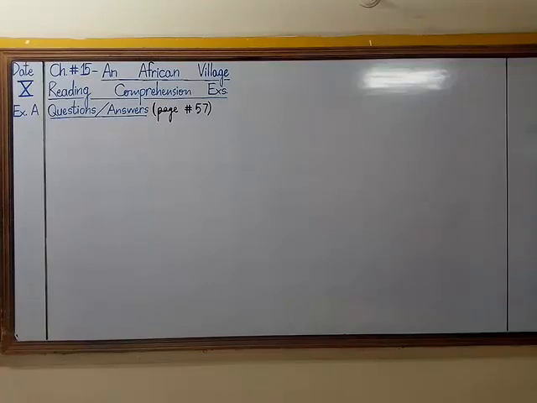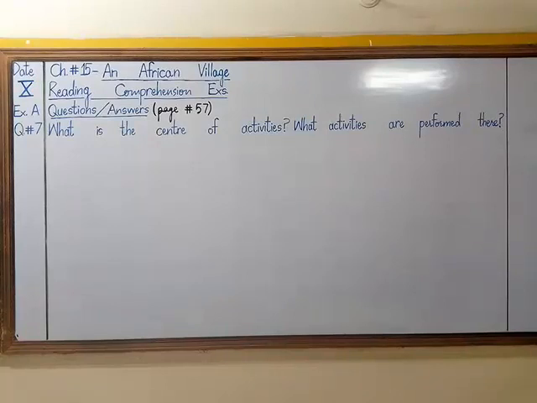Question number 7. What is the center of activities? This is question number 7. I will add a little more information to this question. Instead of only writing what is the center of activities, we may write more: what activities are performed there? I will write down the question on the board. Here you are. What is the center of activities and what activities are performed there?